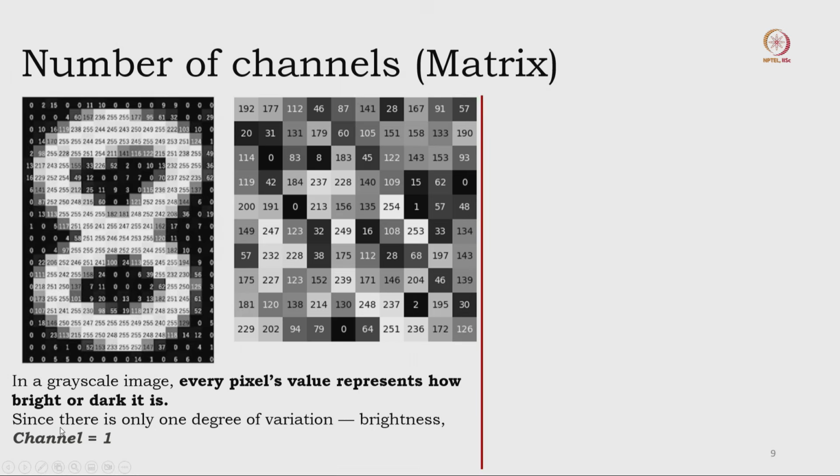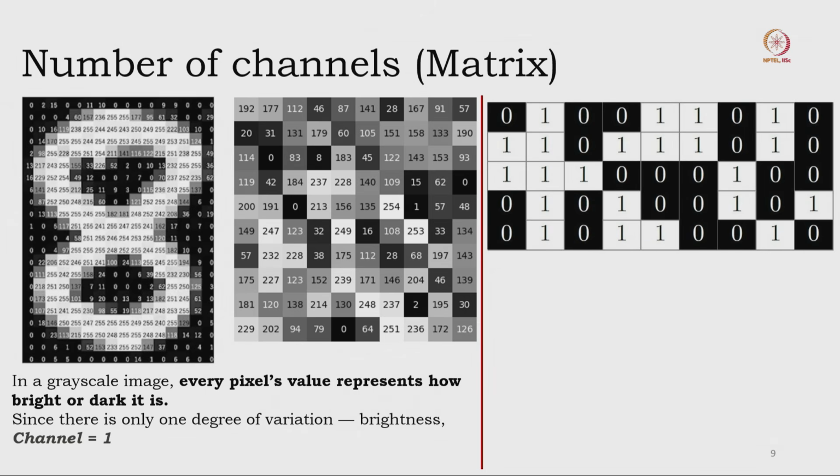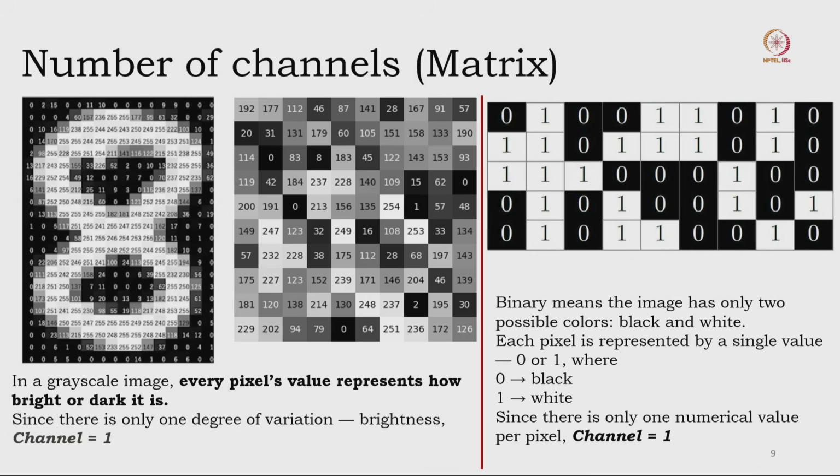So, likewise, when we are dealing with the third type of image, that is binary. So, this is an example for a binary. It is an image which is represented in a binary format. Since the number of colors here is only 2, which is either 0 or 1, therefore, the number of channels that we will be using for a binary image is 1.